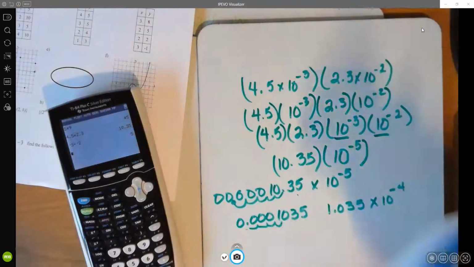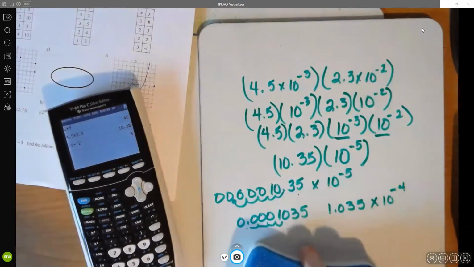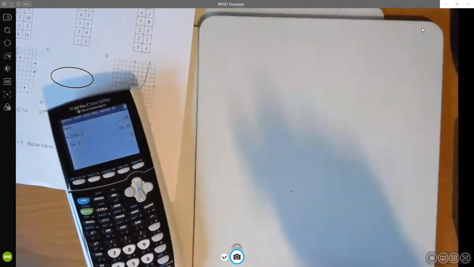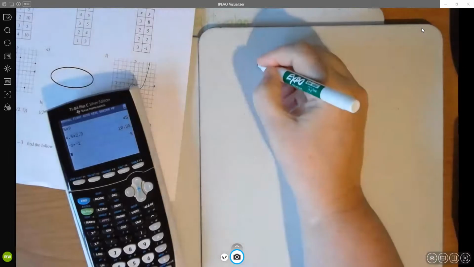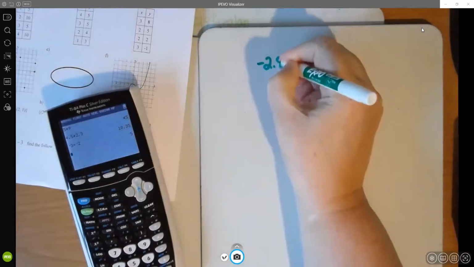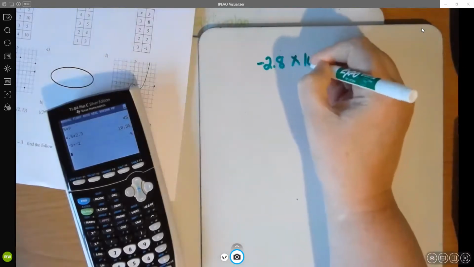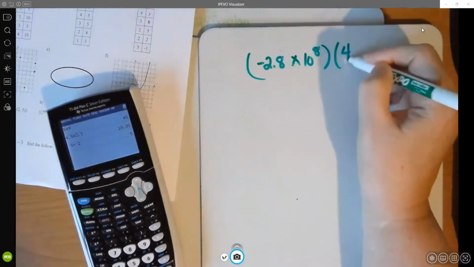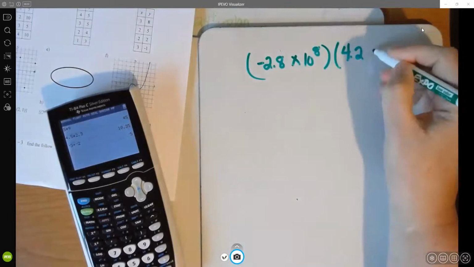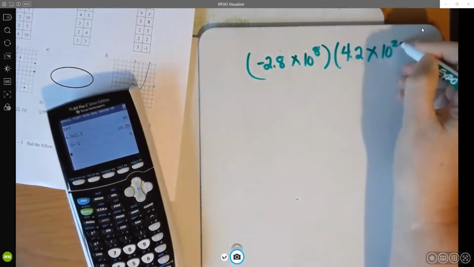Let me grab my eraser. If I erased it too quick, remember you can rewind. Okay, our next problem is negative 2.8 times 10 to the 8th times 4.2 times 10 squared.